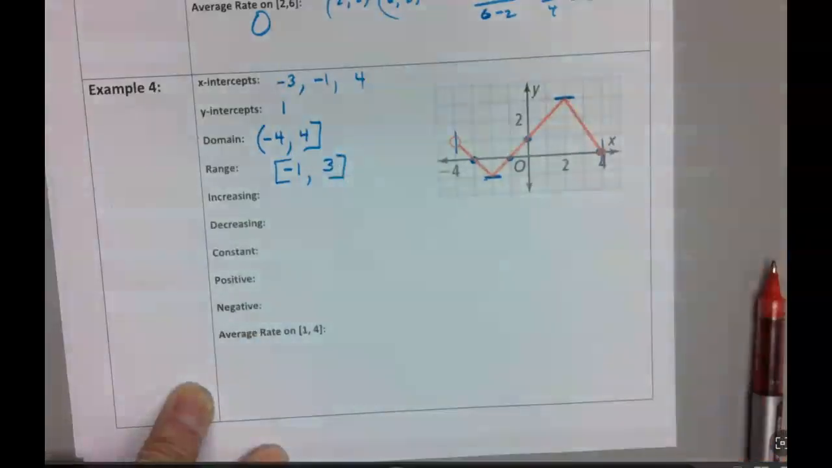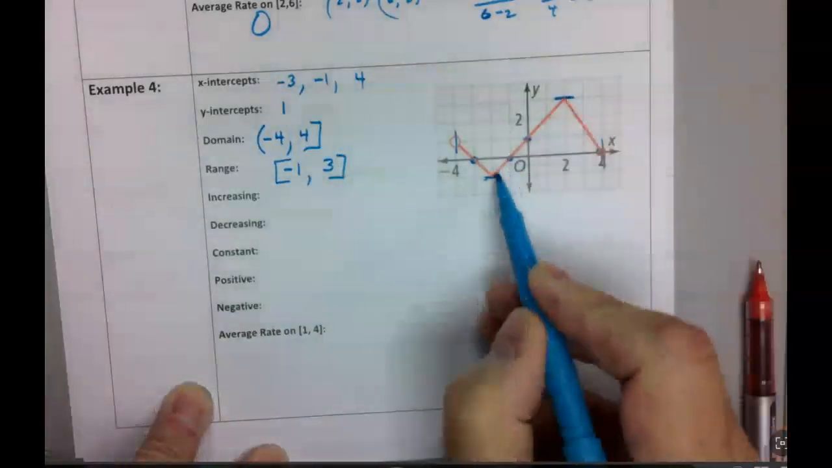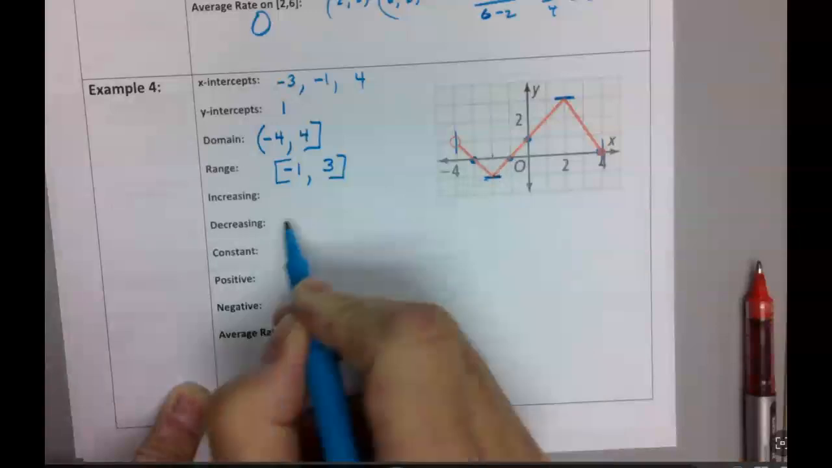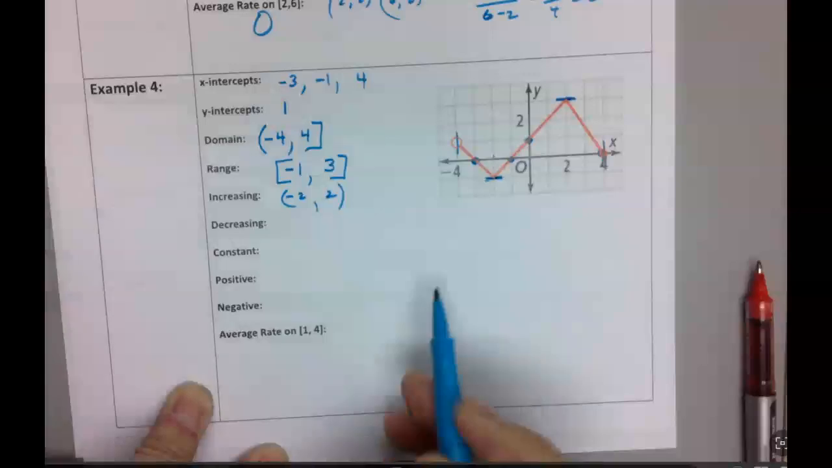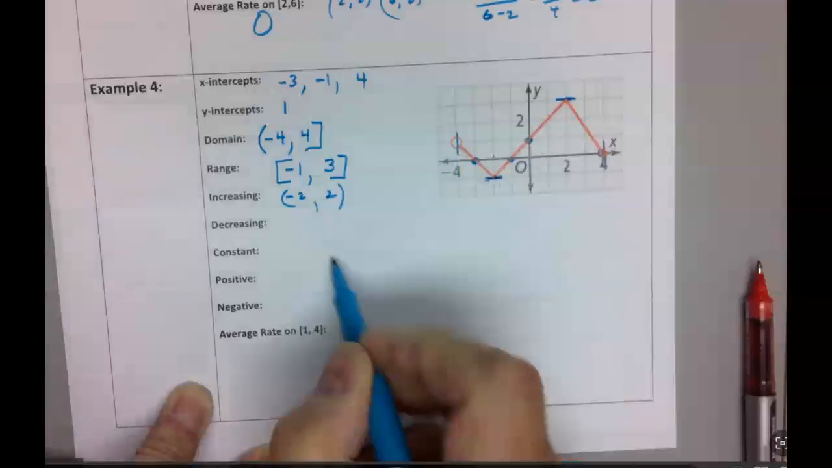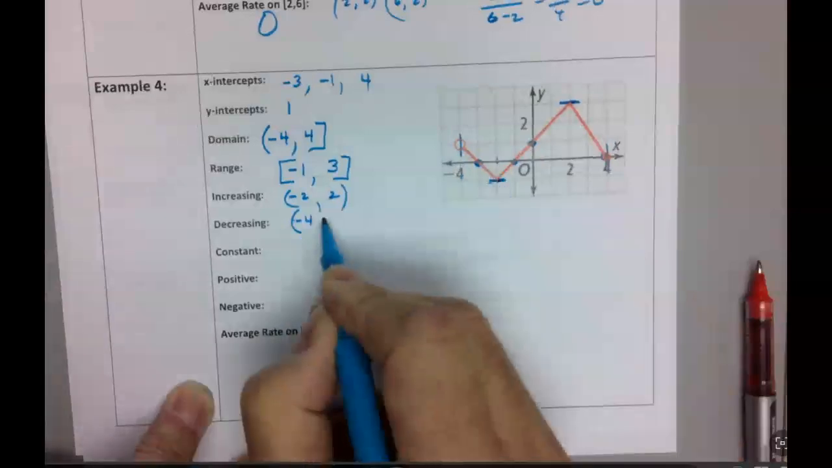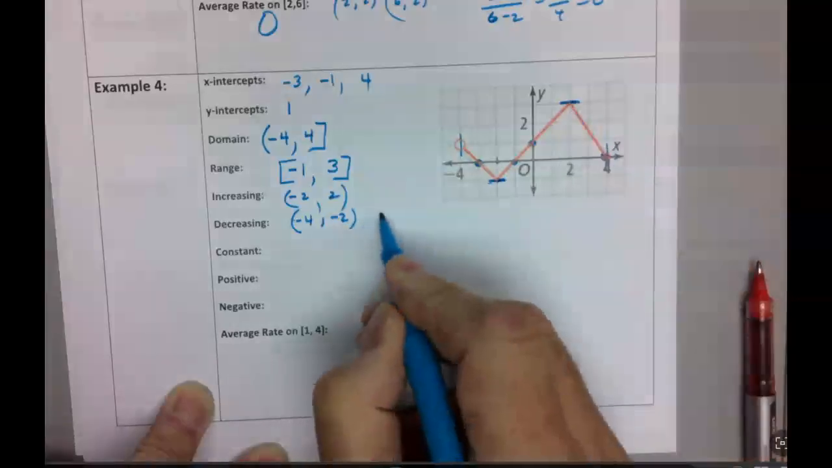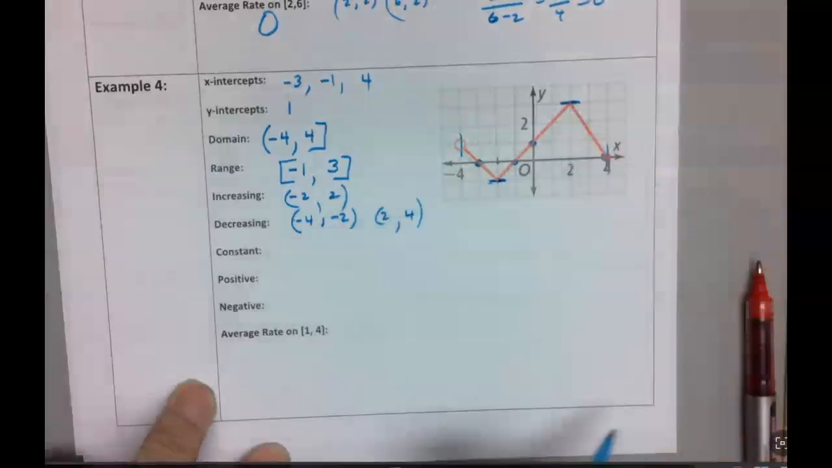Okay? It's increasing on this interval right here. And that x value there is what? Increasing from negative, what's x there? Negative 2 to positive 2. It's decreasing from negative 4 to negative 2 and 2 to 4. Okay? It's never constant. It's positive.